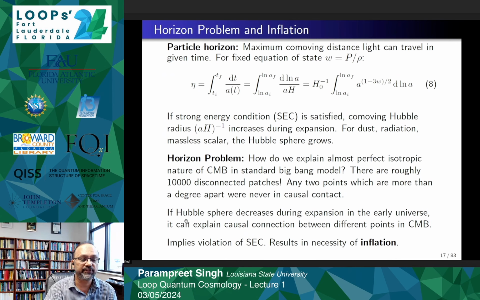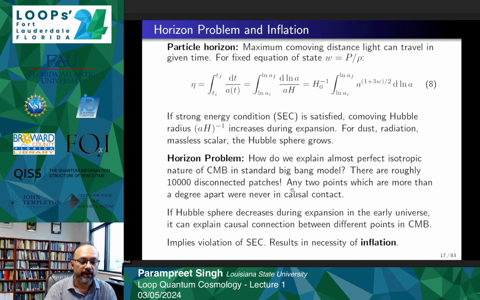The resolution of the horizon problem is that if the Hubble sphere actually decreases sometime during the expansion in the early universe, then there can be a way to explain the causal connection between different points in the CMB. Otherwise, if the Hubble sphere was always increasing, as we can see from this equation and from the equation of state, then there is no way we can explain why the CMB looks so uniform at different parts of the sky.